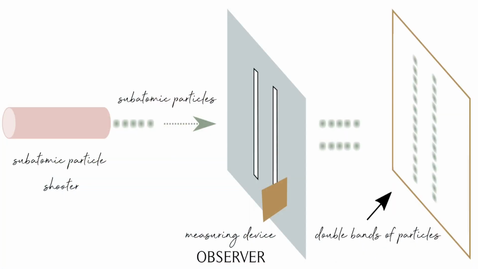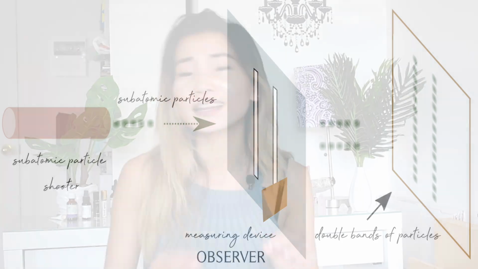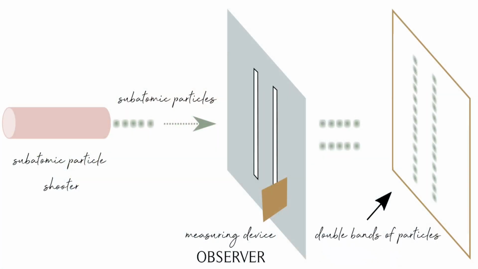Now, mind blown by these results, the scientists decided to try something new. They wanted to observe how these subatomic particles were actually traveling through the double slits. So they decided to place a measuring device right next to the double slits. And what was very interesting here is that when these subatomic particles were being observed as they traveled, they actually acted according to expectation. 50% of the subatomic particles went through one slit, another 50% went through the other slit, and what was created at the screen at the end were two bands of subatomic particles.